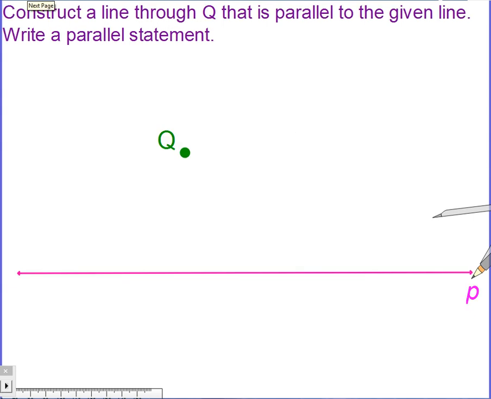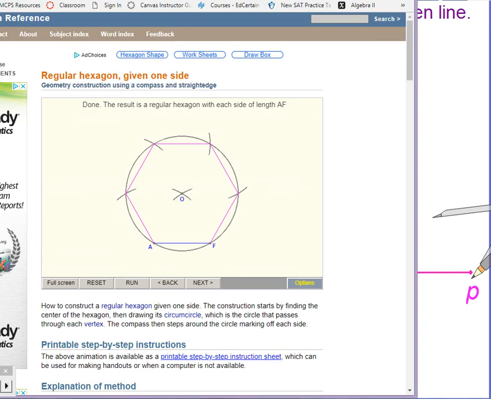All right, again, construct a line through Q that is parallel to the given line. Okay, so I'm going to now go to the constructions. Oops, that's for later.